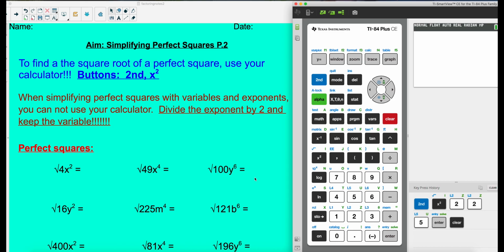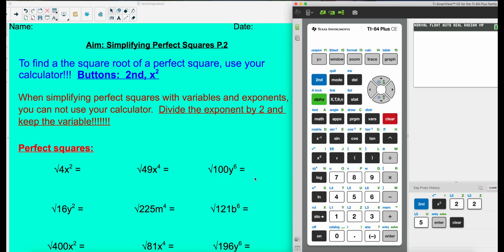Nice job today with simplifying perfect squares. What I want to do for tomorrow is just one more quick review of simplifying perfect squares, part 2. All right, because we're going to need this right before we get into factoring the difference of two squares. So this will really help us solidify our perfect squares so that when we come across factoring, bang, you get it right with no problem whatsoever.